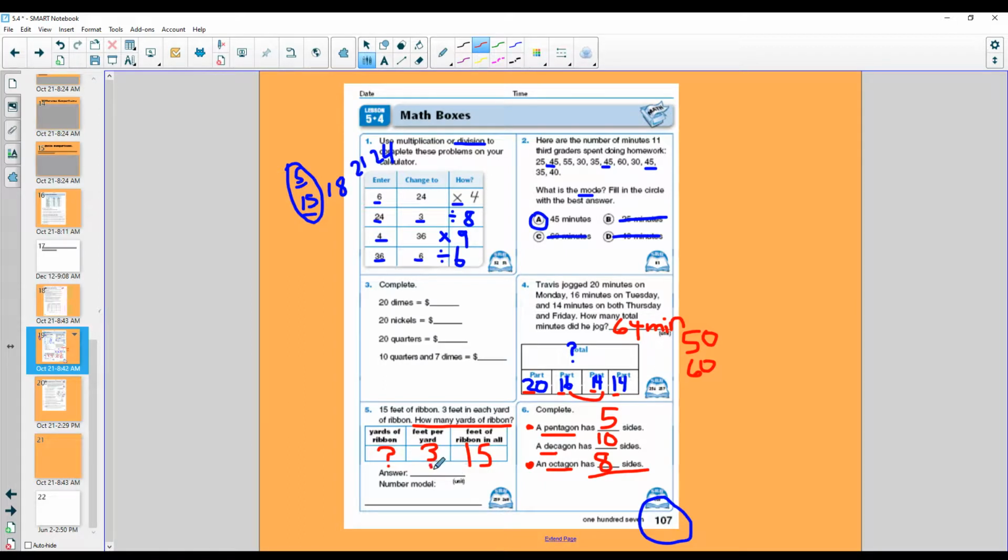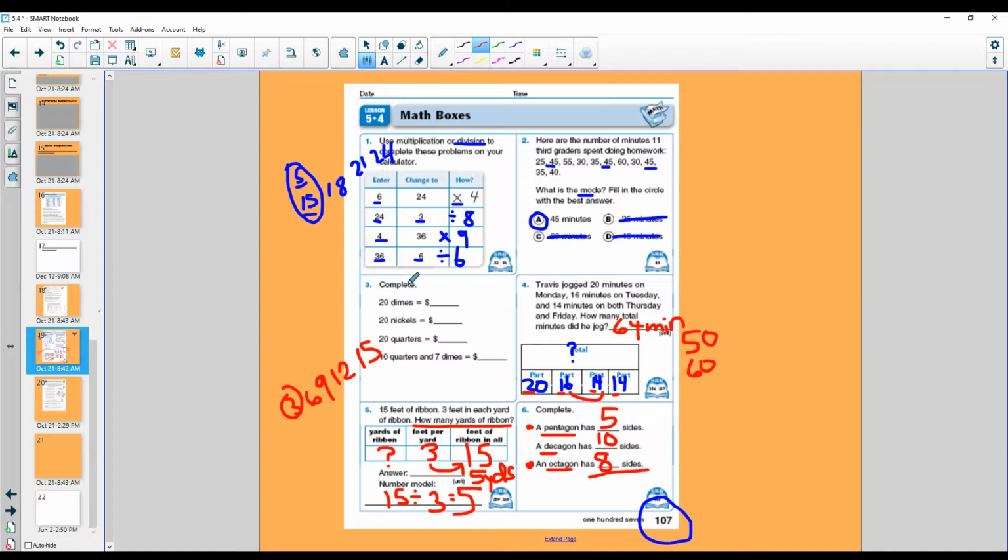So I'm thinking, how many times do I have to count by 3 to get to 15? Because this is 1 yard plus another 3, that's another yard. 3 plus 3 is 6, plus another yard, that would give us 9. 10, 11, 12, plus another yard gives us 15. So how many yards is that? That's 1, 2, 3, 4, 5. So our answer is 5 yards. Our number model for that, we had started with 15 feet. We divided them into the groups of 3 feet, and that gave us 5.